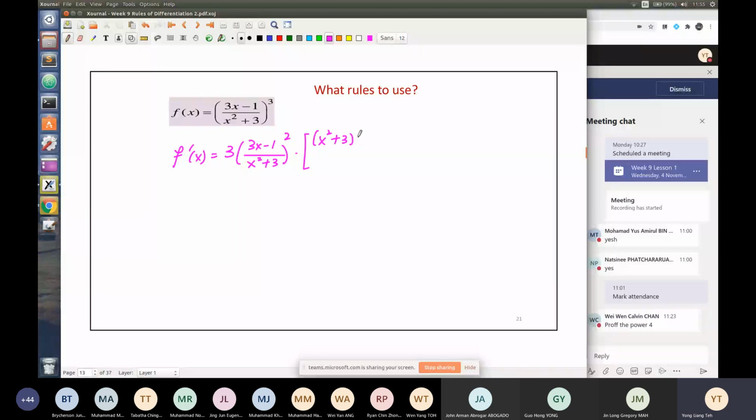Okay, hold the denominator, differentiate the numerator, then differentiate the denominator, divided by the denominator square. Is that right? Okay, so which means from here, you actually use the chain rule. But then when it comes to this part, you use the quotient rule.